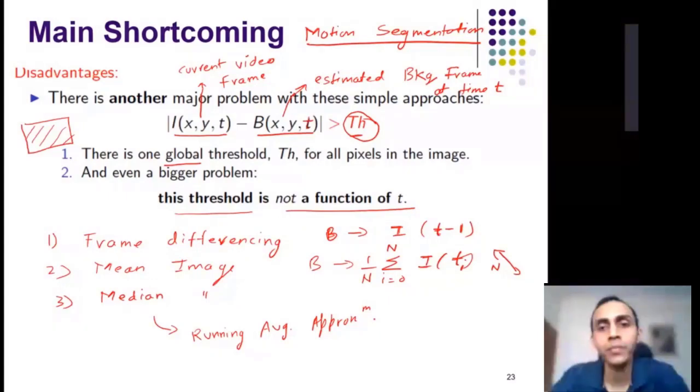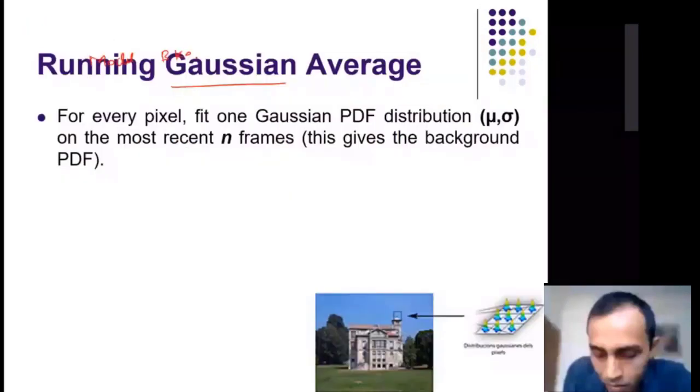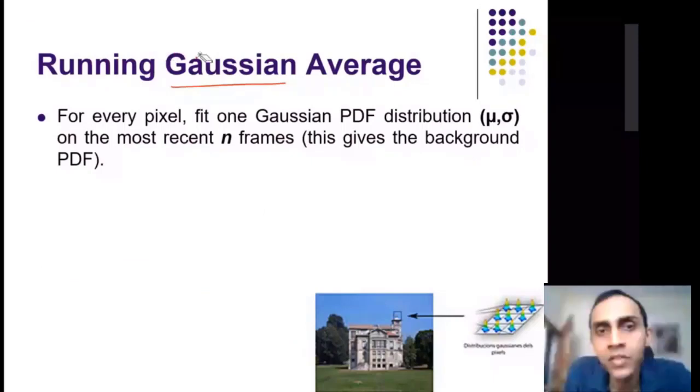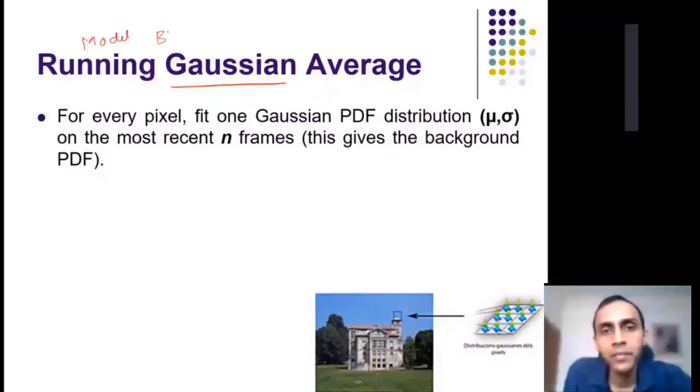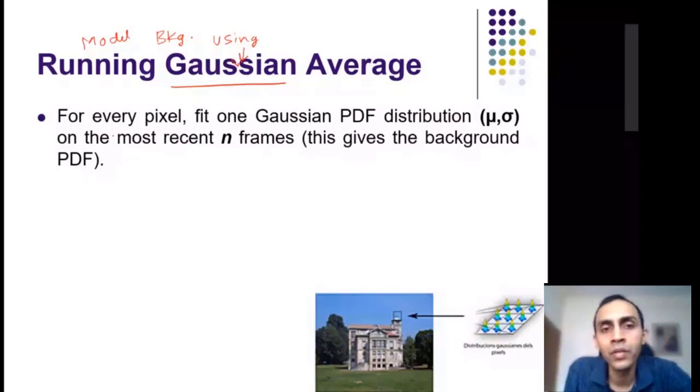So one method, which is a simple method, basically tries to model our background using a Gaussian distribution. So it tries to model our background, assuming that the distribution is Gaussian. In fact, this approach was used in a paper, the first paper, where they were trying to detect pedestrians in a street video.